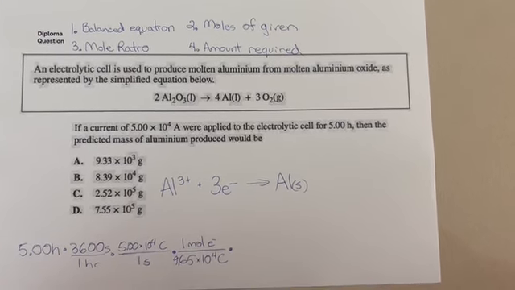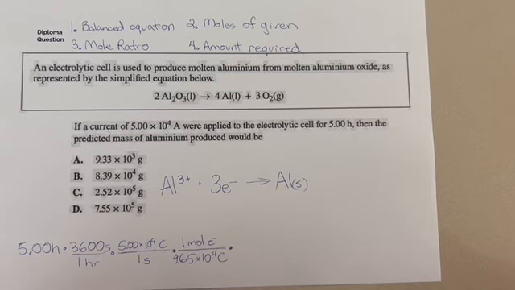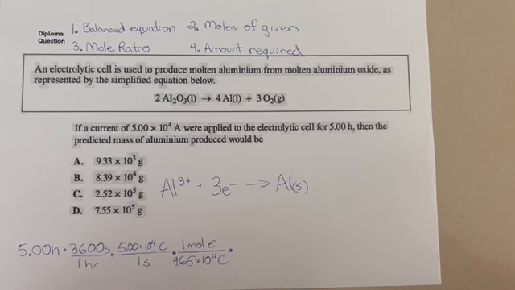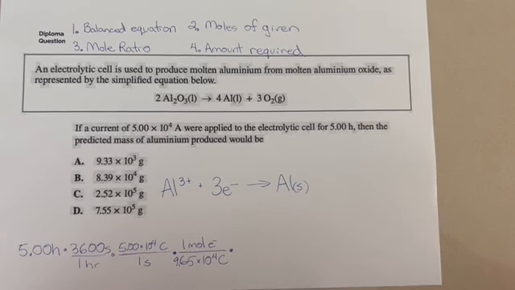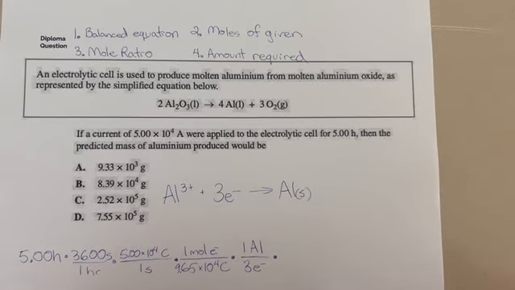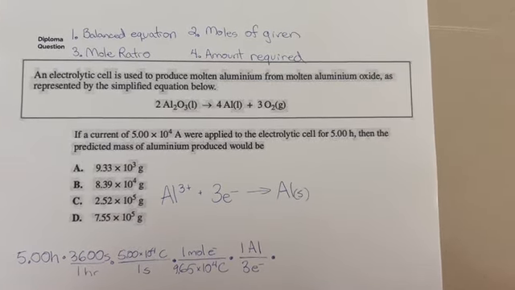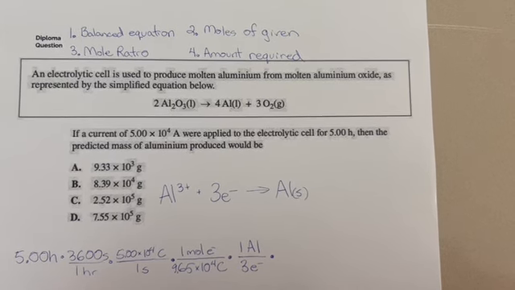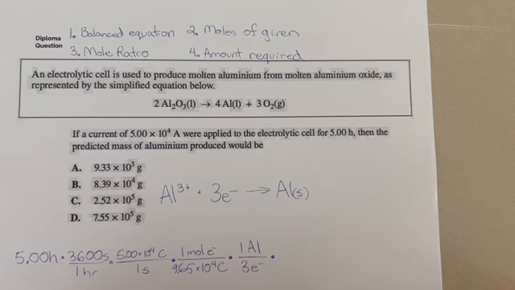So my next step is my mole ratio. So it's always what I want on top, what I'm given on the bottom. Well, I want to know how much aluminum is going to be made, and I was given my electrons, so I should have my aluminum over my electrons. So there we go. I'm going to divide by 3 to get my aluminum because there's 3 electrons for every 1 aluminum produced. Now, okay, balanced equation, moles of given, mole ratio.